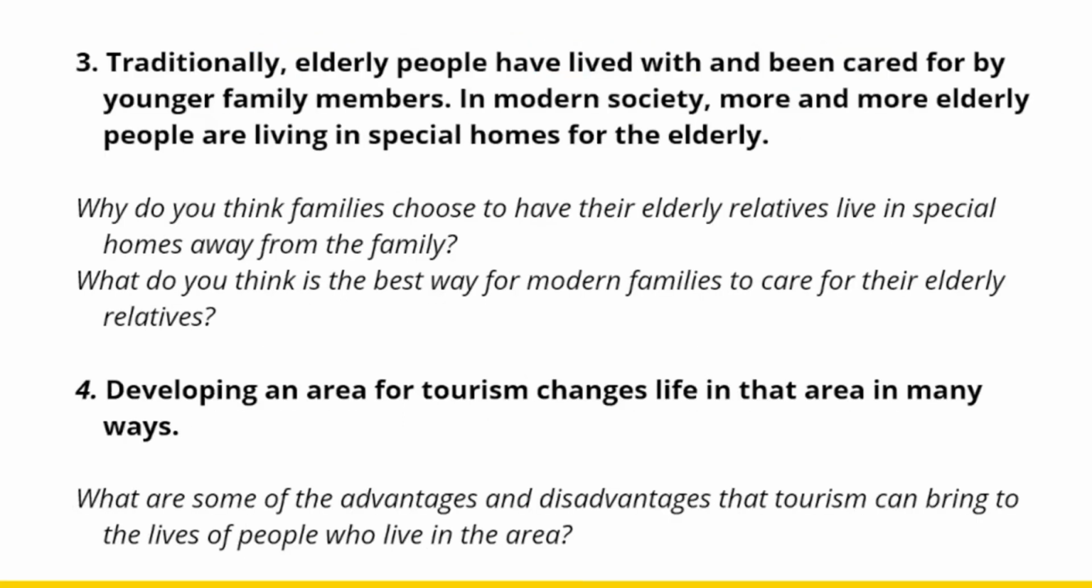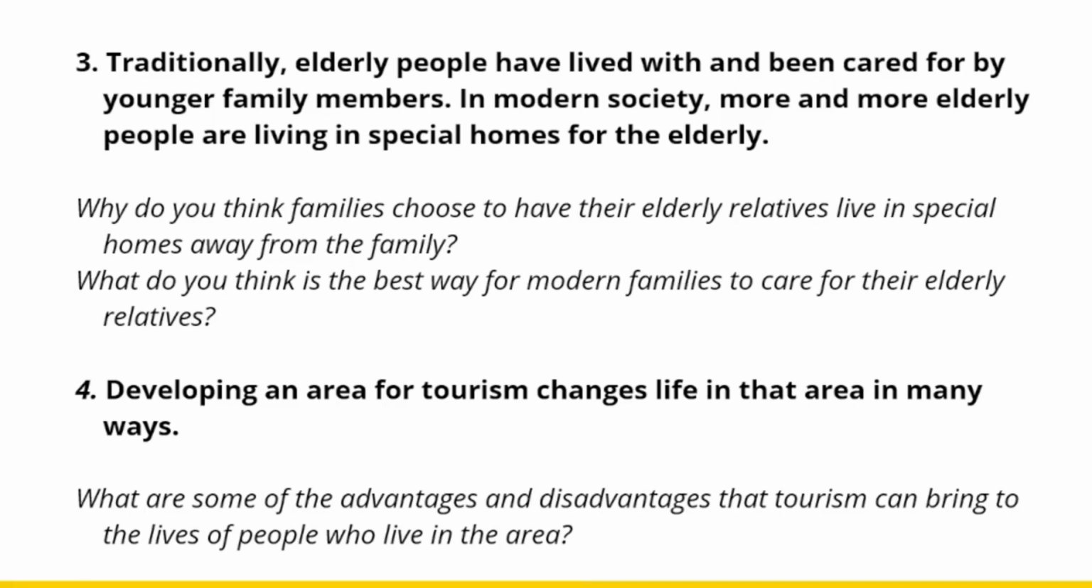Here's our third prompt, and I'm going to read it for you. Traditionally, elderly people have lived with and been cared for by younger family members. In modern society, more and more elderly people are living in special homes for the elderly. And we have requirements here. We have two questions, and I'm going to read them. Why do you think families choose to have their elderly relatives live in special homes away from the family? That's question number 1.